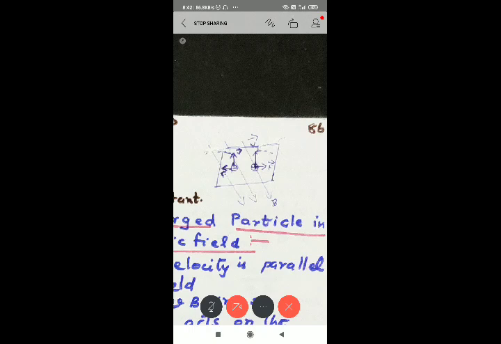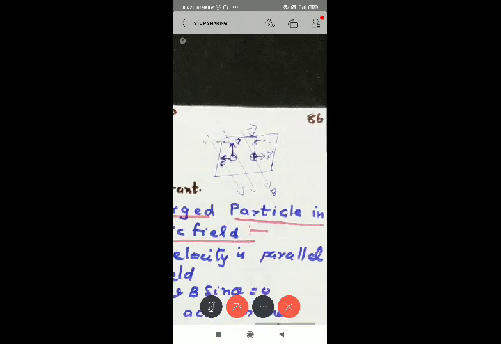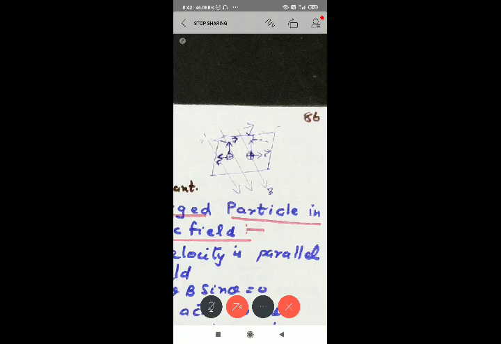How will you find out? Using Fleming's left hand rule. And for the positively charged particle, you can see some dotted lines I have drawn. Actually it was moving upwards, but because of this force it acts towards right. So the charged particle will change its direction, magnitude does not change, and it will begin to move in a circular path if it is perpendicular to B. If the particle is moving perpendicular to B, it will move in a circular path.